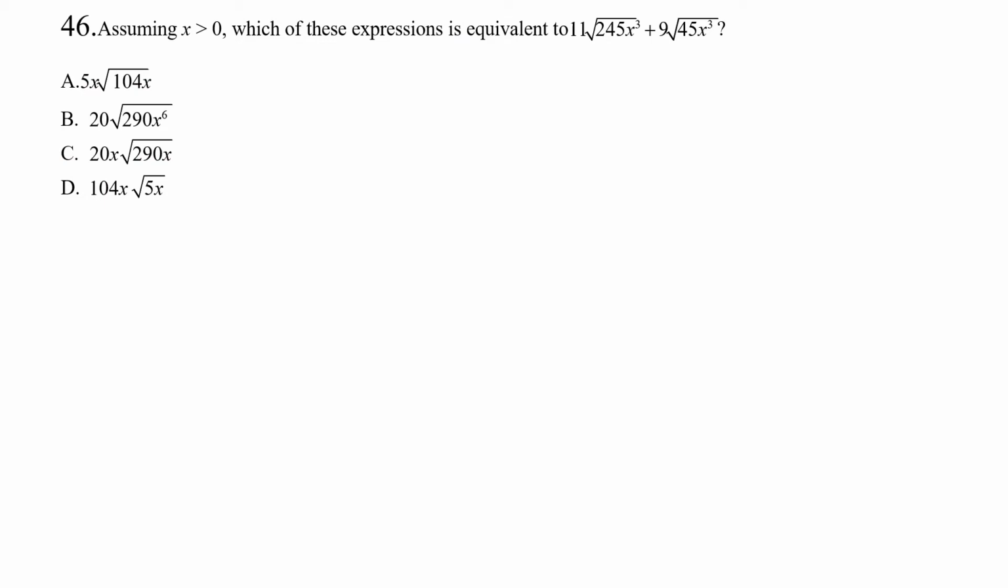Okay, for number 46, we're looking at some radicals here that we need to simplify. It says, assuming that x is greater than 0, which of these expressions is equivalent to 11 times the square root of 245x to the third plus 9 times the square root of 45x cubed? And so let's start out by just simplifying each radical first.